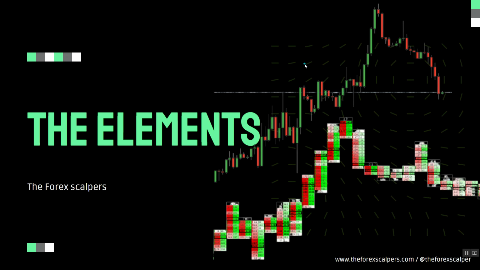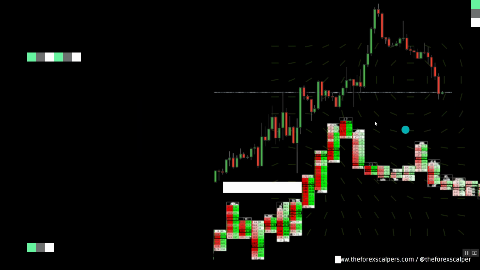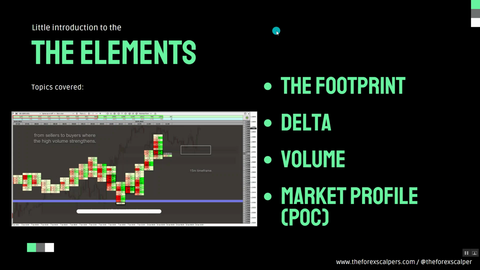The elements, and with the elements I mean the order flow tools. I named four of them. The footprint chart, which gives you a deeper insight into what's really happening within our levels of supply and demand. You can see the stacking orders incoming from minute to minute, from 5 minute to 5 minute, from 15 minute to 15 minute. You can really see what's happening within this market.